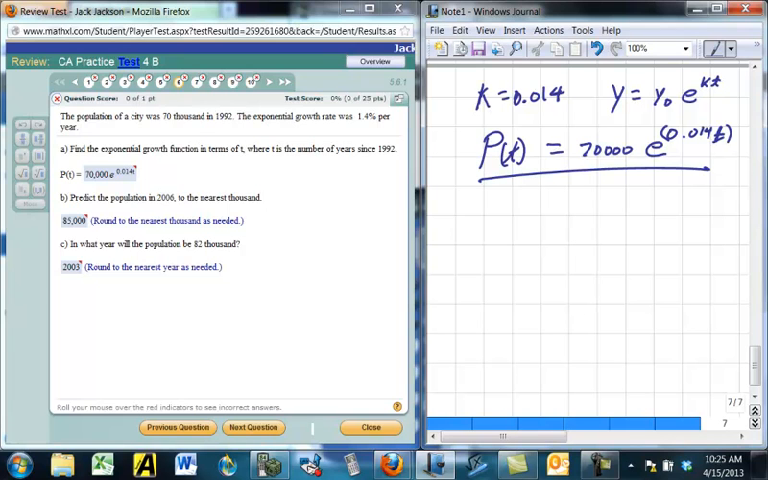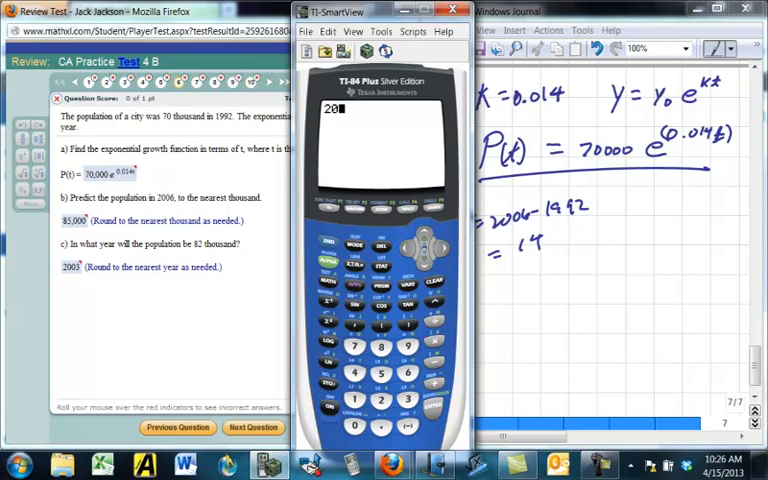Predict the population in 2006. Well, first of all, we need to find the t value. The t value is 2006 minus 1992, which is 14. So you have 2006 minus 1992, which is 14. And then we want to take this formula and evaluate. Now, there are a couple ways we can do it.